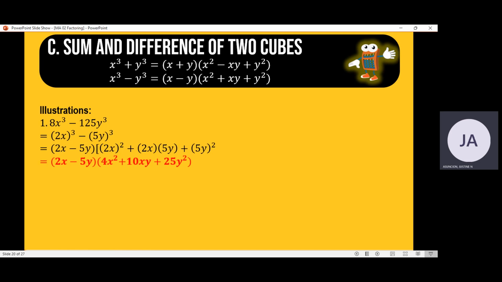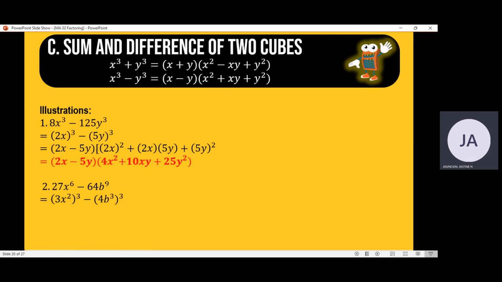Again, all we need to do is to reverse the rule in special products. Another example, 27x raised to 6 minus 64b raised to 9. Again, identify the cube root and we obtain 3x squared for the first term and 4b cubed for the second term. So we have the quantity 3x squared, cubed, minus the quantity 4b cubed, cubed.